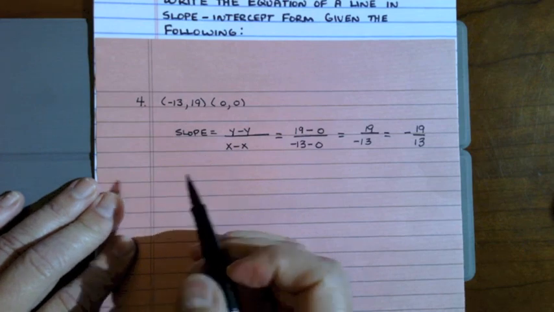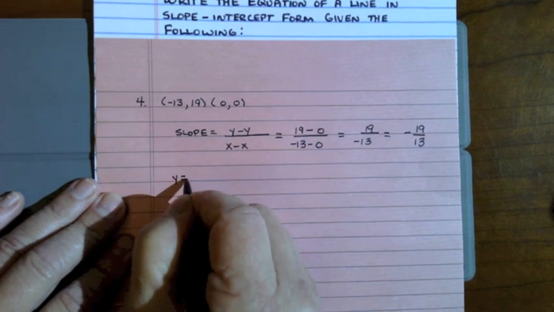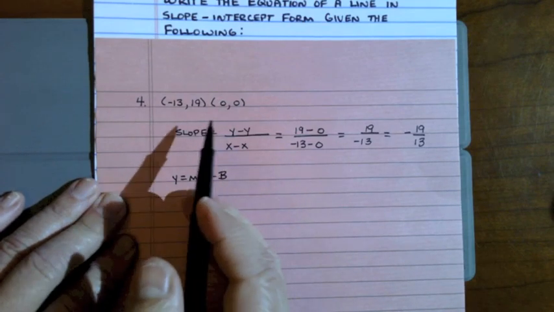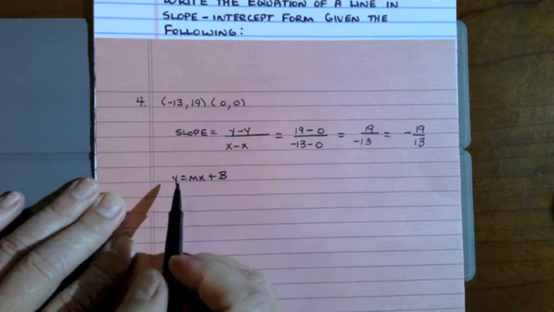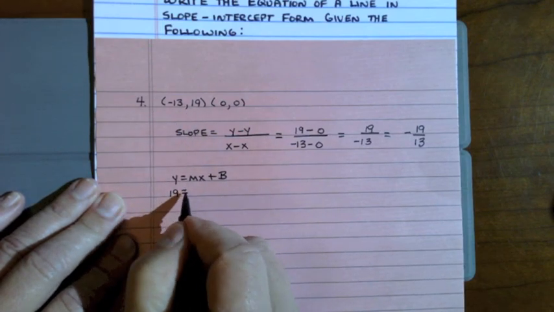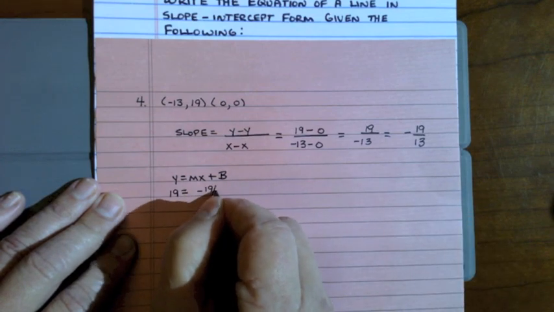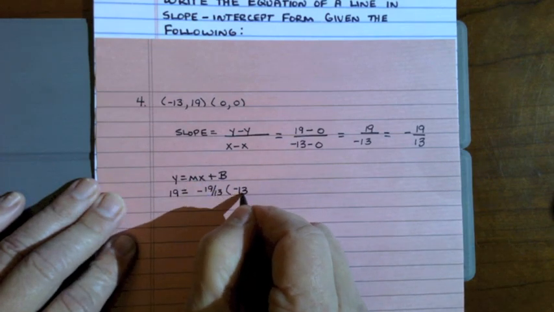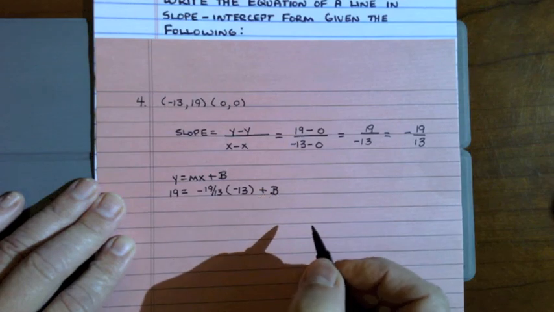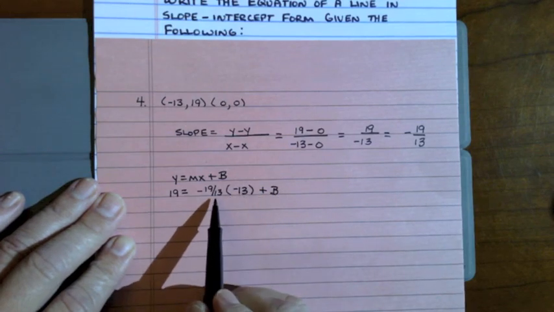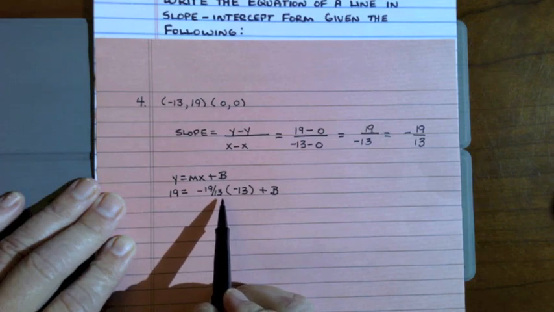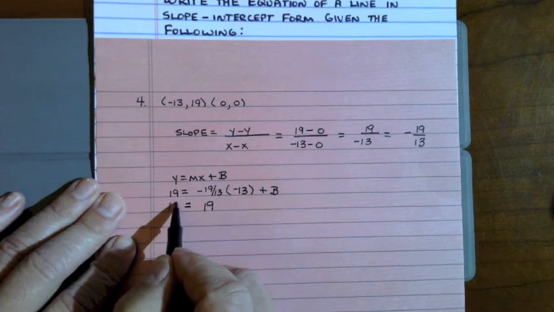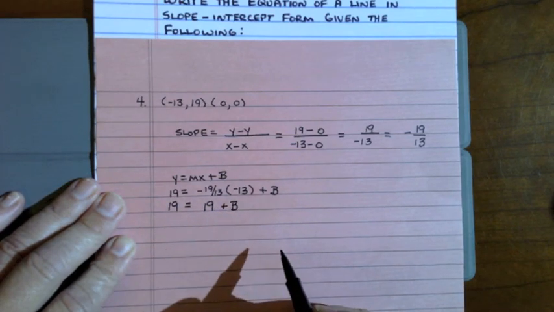My slope on this one is negative 19/13. I've got the slope. The other thing I need is the y-intercept. How am I going to figure out what the y-intercept is? I'm going to use this formula right here to figure out what the y-intercept is. I'm going to take my first point and plug it in here. My first y is 19. My slope, negative 19/13. And I'm going to multiply it times my first x, negative 13, plus b. Again, 13 divided by 13 is 1. 1 times 19 is 19. A negative times a negative is a positive. Bring down my 19, bring down my positive b.